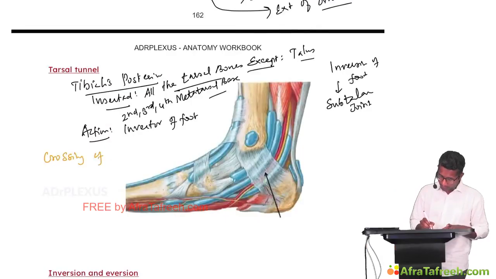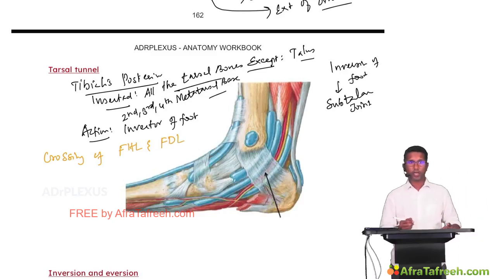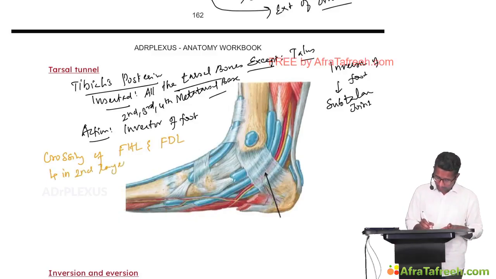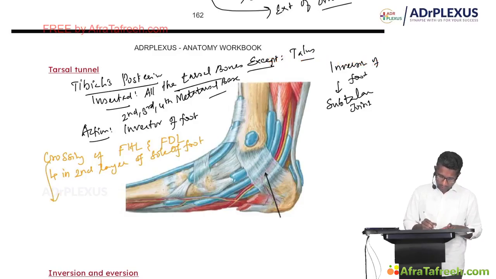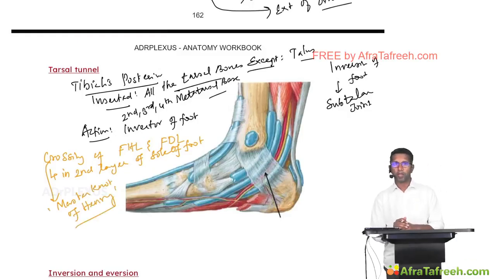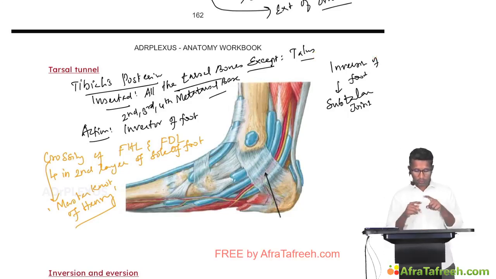The crossing of FHL and FDL, flexor digitorum longus and flexor hallucis longus, takes place in the second layer of the sole of the foot, and this crossing point is called the master knot of Henry. Okay, so this crossing over is called the master knot of Henry. This is how they cross in the foot.